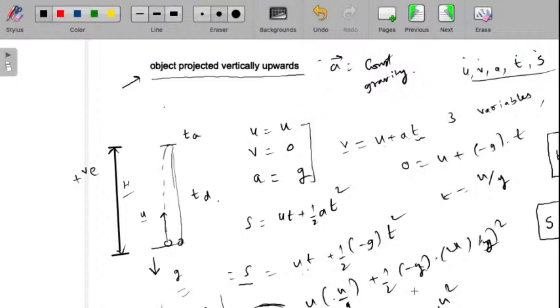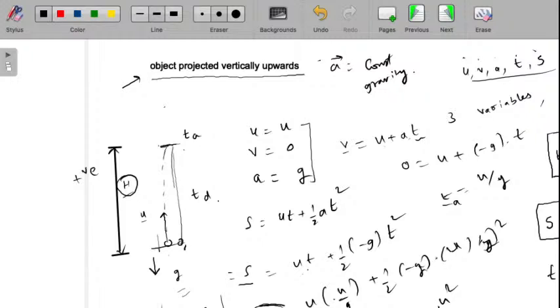Now coming to finding the value of t, since t is u by g, we could say that is ta, the time of ascent to go up. What is td? Using the graphical method here, we could say that td should be the same as ta, because the displacement is the same while going up and even while coming down.